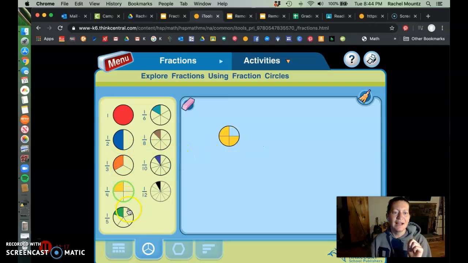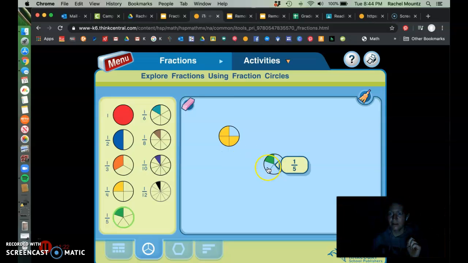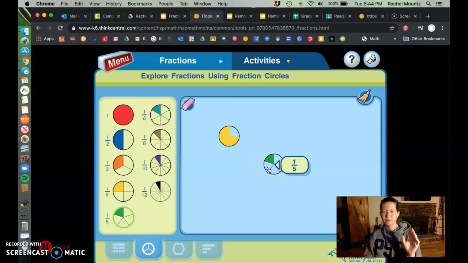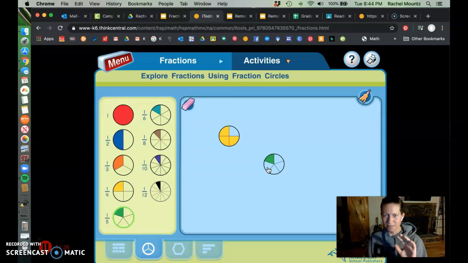What if I add, let's do fifths. The green is pretty too. 1/5. Ooh, the power just went out. Oh, we're back. Okay. 1/5. I think I'm still recording. Yep, I'm good. 1/5 plus 1/5 plus 1/5. How many fifths do I have? How many of those green pieces? I have 3/5.